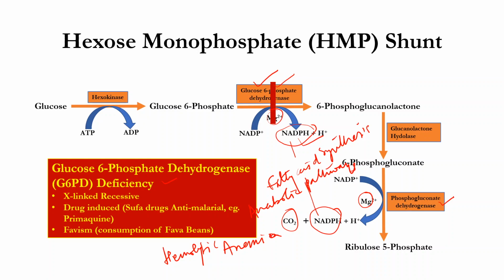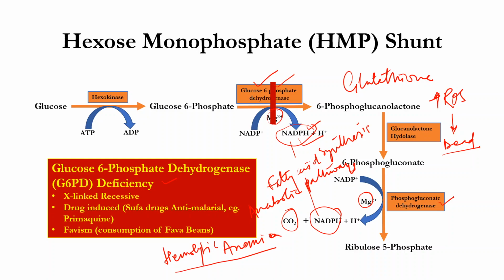because this enzyme generates NADPH, and NADPH is utilized for the generation of glutathione, and glutathione is an antioxidant. Therefore, because of the lack of glutathione, many of the RBCs have increased oxidative stress and increased reactive oxygen species that lead to damage to the RBCs, and the RBCs get lysed or die. Due to this death of many of the RBCs, there will be hemolytic anemia.